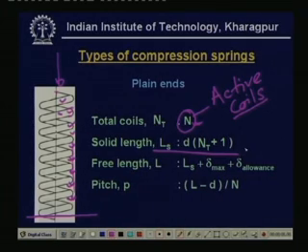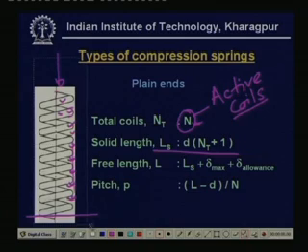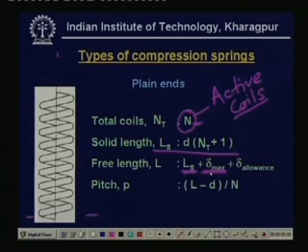What is free length? The figure here is purely the free length. Means you just keep the spring as it is, then the length it shows is the free length. This is the solid length, and this is the solid length plus delta max. What is delta max? It is the maximum amount of compression it can have, and that means delta max plus solid length will give you the free length.